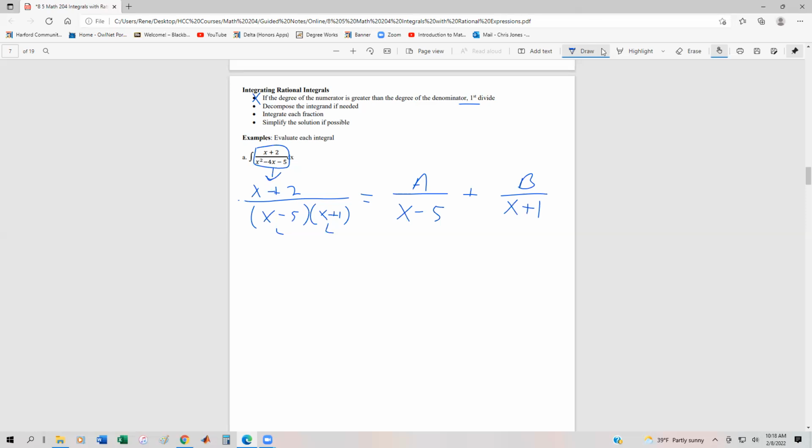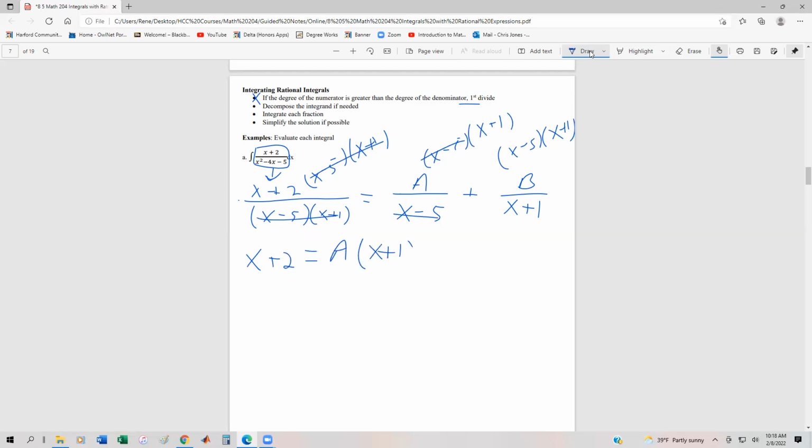All right. Now, just like we've done before, we're going to multiply everything through by the common denominator. So we're going to multiply by x minus 5, x plus 1, and then x minus 5, x plus 1, and then x minus 5 and x plus 1. And when we simplify, those are going to cancel out. We're left with x plus 2. On the right-hand side, x minus 5 cancels. We're left with A(x plus 1). And then finally, the x plus 1 is going to cancel out, and we're left with B(x minus 5).